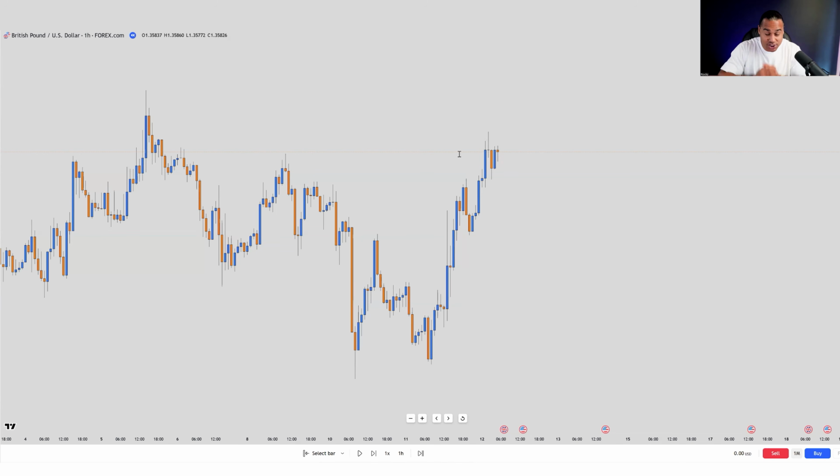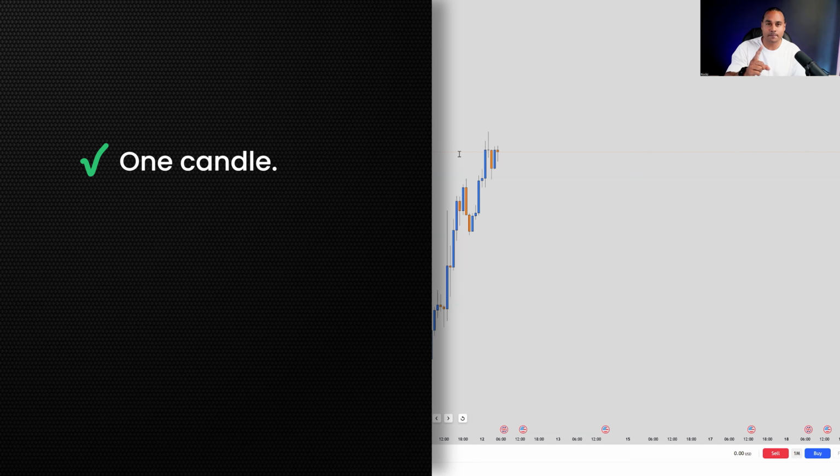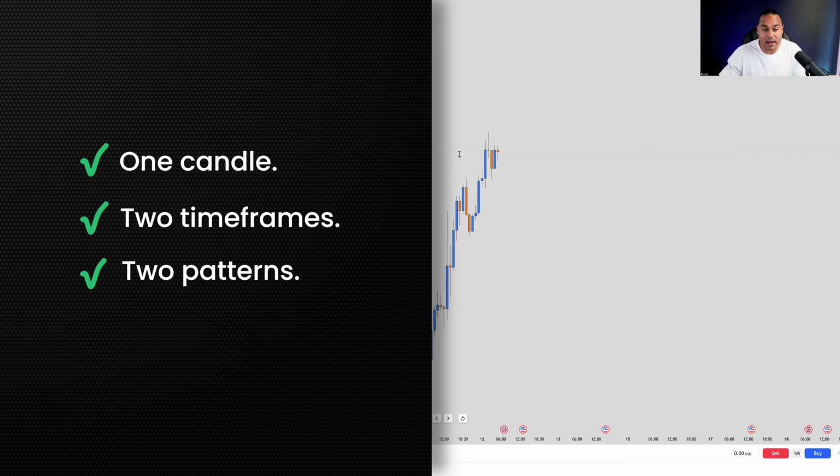Now, today I'm going to share the simplest trading strategy for beginners, intermediate, and advanced traders, if that even exists. Now, this is no fluff. You don't need 10 indicators. You just need one candle, two time frames, and two patterns.